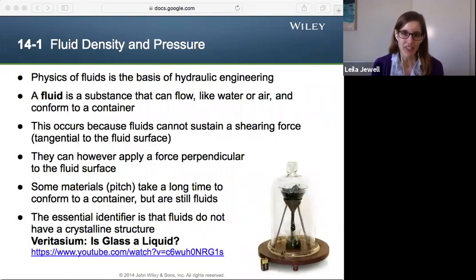So the essential identifier is that fluids don't have a crystalline structure. And if you're interested, Veritasium, we've watched a couple of his videos, takes a look at, is glass a liquid? It's a pretty interesting video. I'll leave that for you in case you're interested.